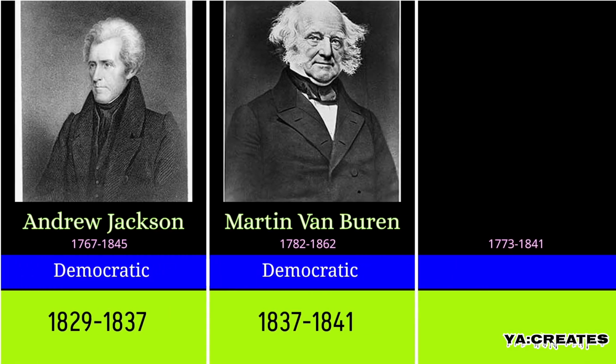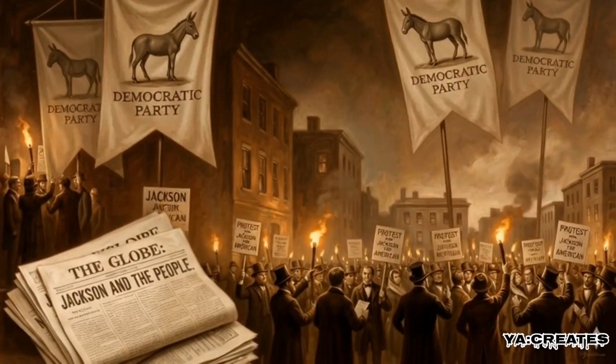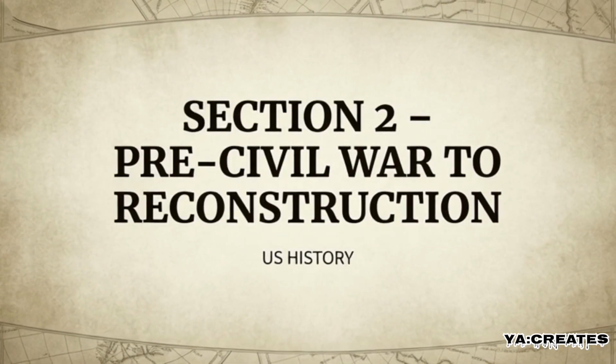Martin Van Buren, 1837 to 1841. Martin Van Buren was the first president born a US citizen, spoke Dutch as his first language, and helped pioneer the modern party system in American politics. Section 2. Pre-Civil War to Reconstruction.